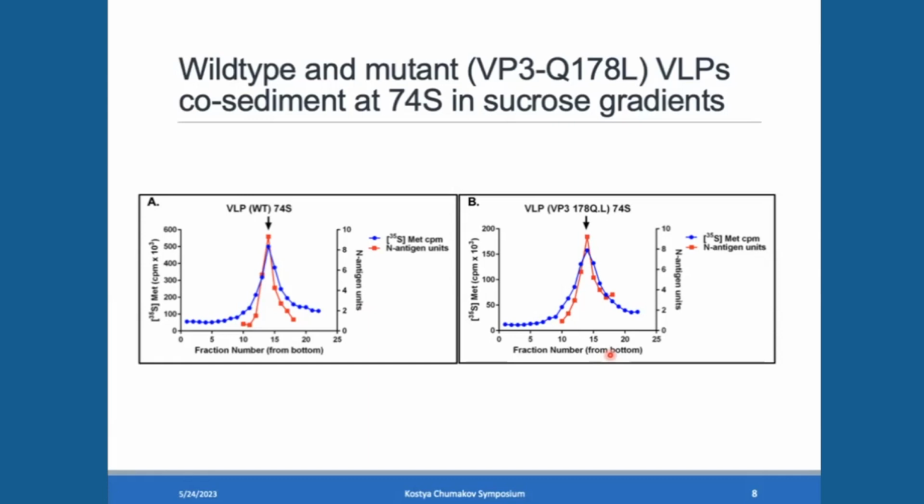So we saw similar amounts of VLPs formed with the mutant and the wild type, and they sedimented in exactly the same place. And then we looked at the antigenicity, and this was using a monoclonal antibody that was obtained from commercial sources, and showed that they both had the same levels of antigenic activity.